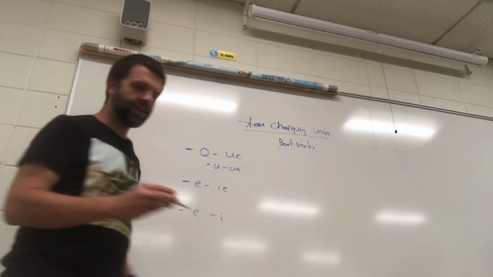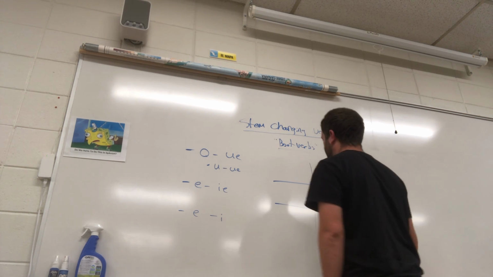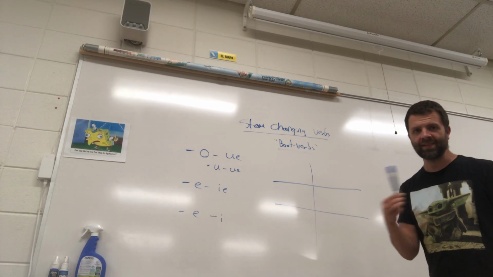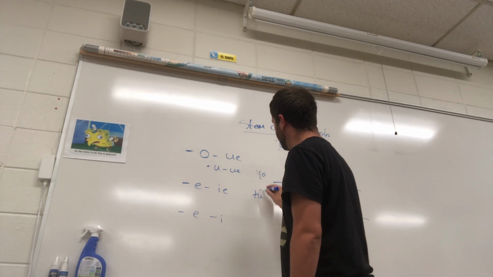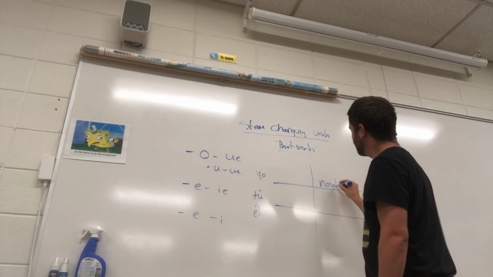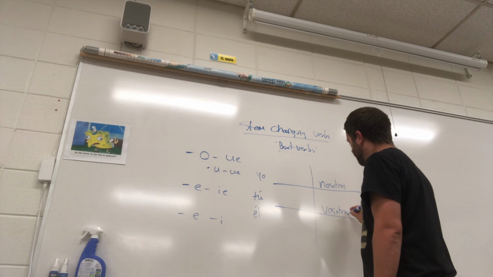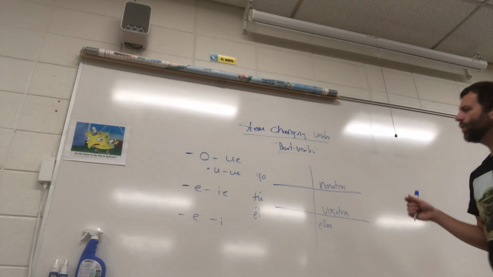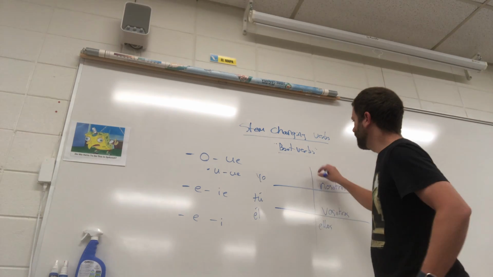Let's take a look at our conjugation chart. Remember, we have six subjects in Spanish when we conjugate a verb. Remember, you just took a test on this. You have yo, tú, él, ella, usted, nosotros, vosotros, ellos, ellas, ustedes.